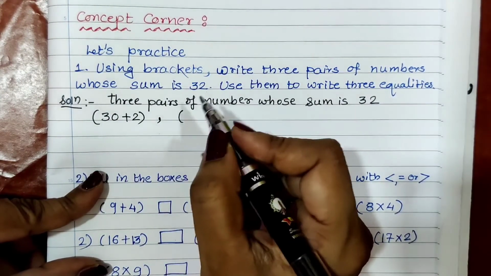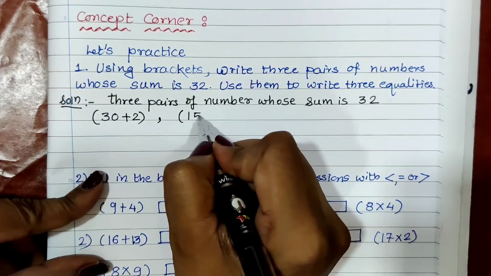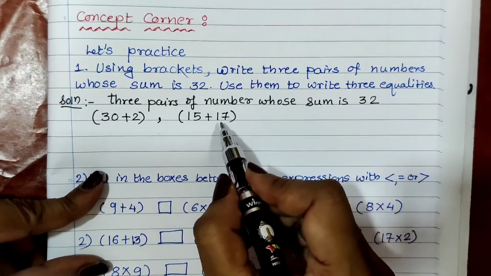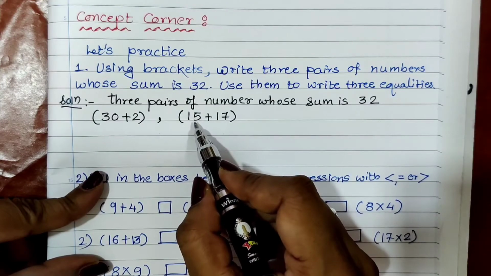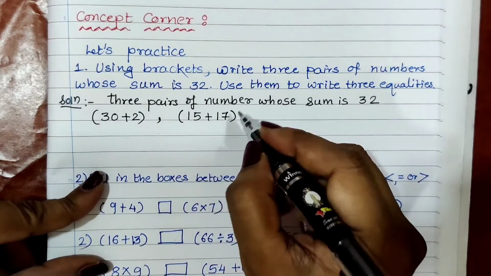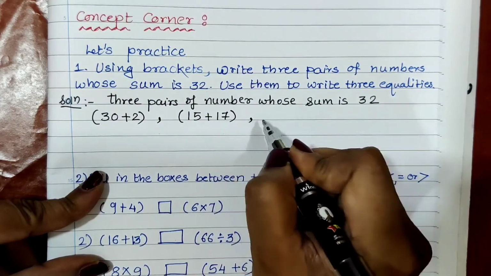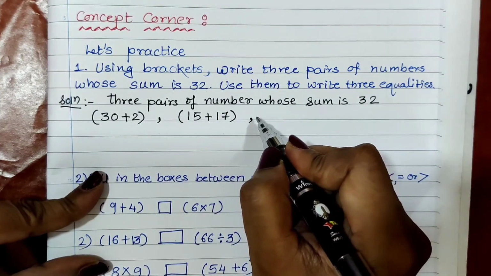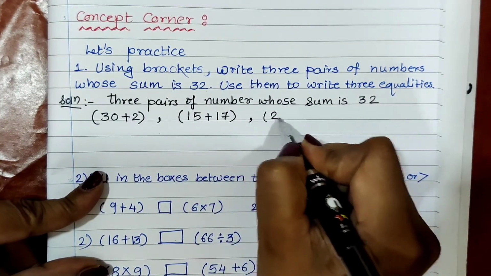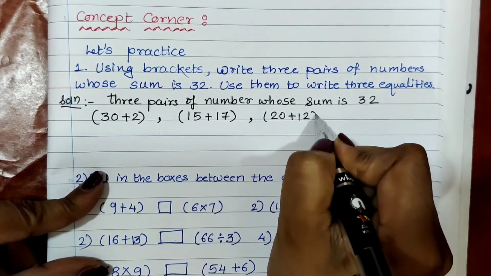Then I can write 15 plus 17 is also 32. Correct? 7 plus 5 is 12, 2 written, 1 carrying. 1 plus 1 plus 1 is 3. So 15 plus 17 is also 32. Then I can write 20 plus 12 is also 32.